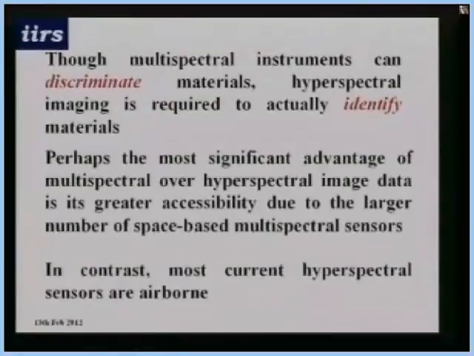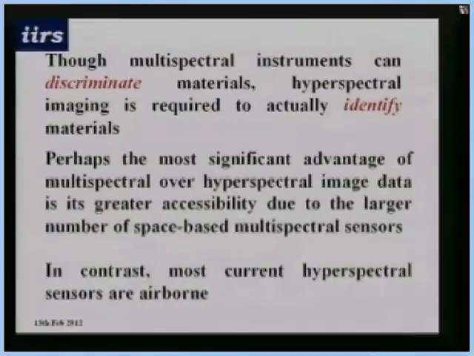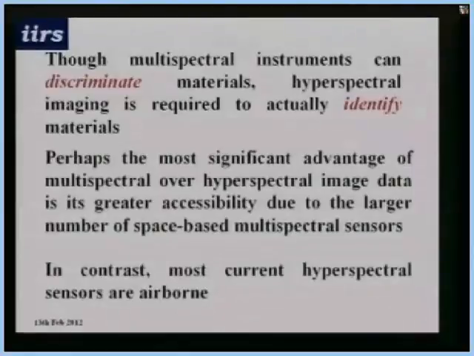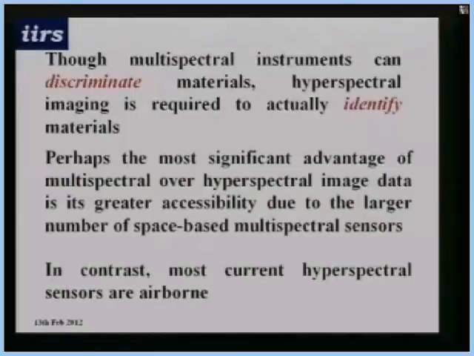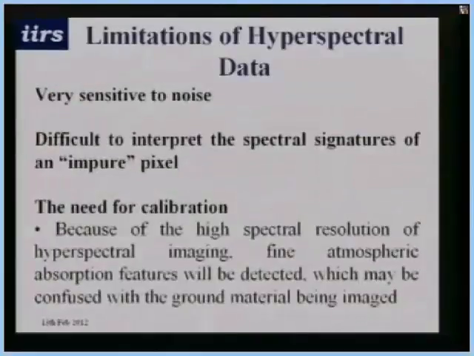So the most significant advantage of multispectral over hyperspectral is its greater accessibility, due to the larger number of space-based multispectral sensors which are available. To date, you do not have many space-borne hyperspectral sensors which can provide you freely available data, in contrast to multispectral data sets. So hyperspectral data sets currently are also mostly airborne. So the limitations of hyperspectral data, one we can say, is the availability of the data sets from space-borne platforms.